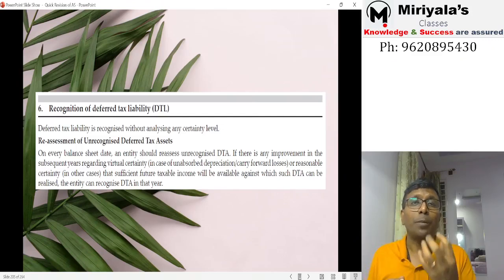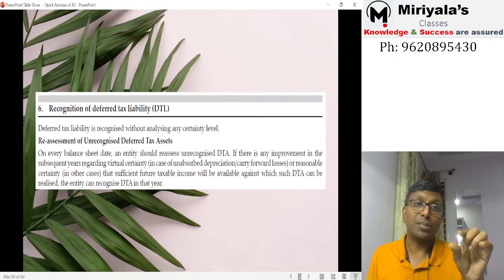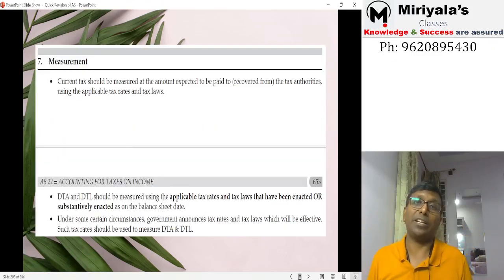Because as you know, business losses can be carried forward for 8 years. Unabsorbed depreciation can be carried forward for a lifetime. So it should be revised, reassessed, you should relook at it. If DTA was not recognized earlier, now can you recognize it? If it can be recognized as per the standard, please recognize it. Or, sir, earlier I recognized this much, now I want to recognize more. Yes, relook at it, reassessment should take place.